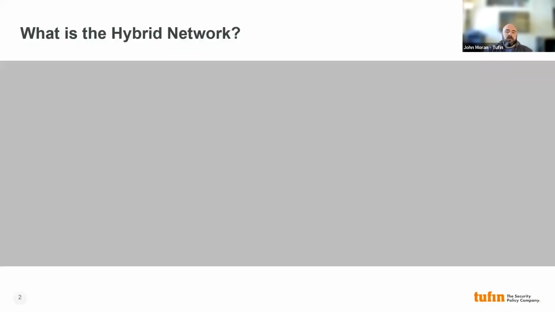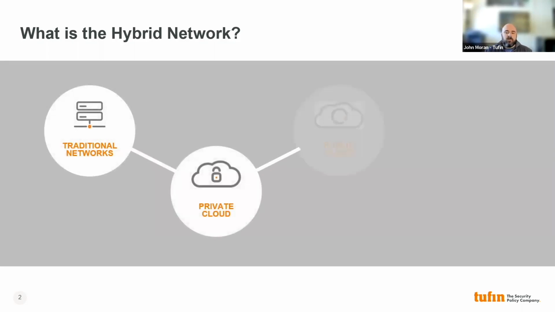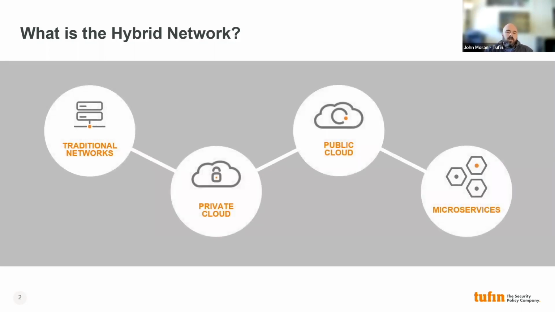So I want to start with some level setting, right? And some of this may seem kind of obvious, but it's a good level set, and it really feeds into some of the deeper discussions that we're going to have here. So when we talk about a hybrid network here at Tufin, what are we talking about? Well, we're talking about everything from your traditional on-premise networks, your data centers, your enterprise network with your physical or virtual firewalls connecting all of your different branch offices. We're talking about private cloud, and usually when we talk about private cloud, we're talking about SDN, software defined networks.